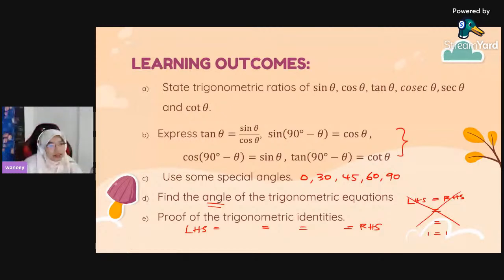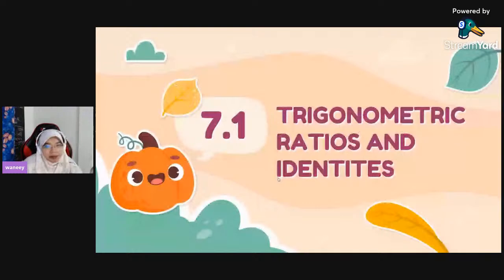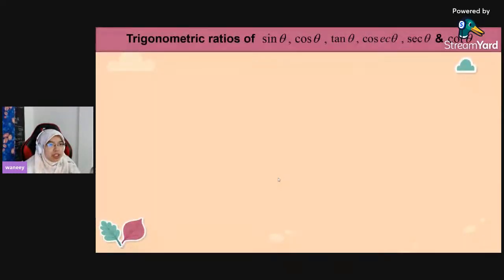Okay, so now trigonometric ratio and identities, we are at 7.1. So what are the things that we need to know? We have 5 learning outcomes, right? So let us do the first one, trigonometric ratio first. Trigonometric ratio of sine theta, cos theta, tangent theta, cosecant theta, secant theta, and cotangent theta.